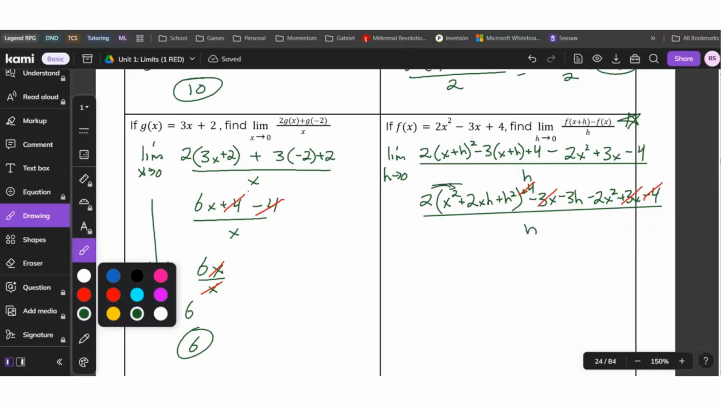Now I'm going to distribute in this 2. So I'm going to get 2x squared plus 4xh, sorry, plus 2h squared minus 3h minus 2x squared. What else cancels? The 2x squared. Perfect, exactly, Benjamin.